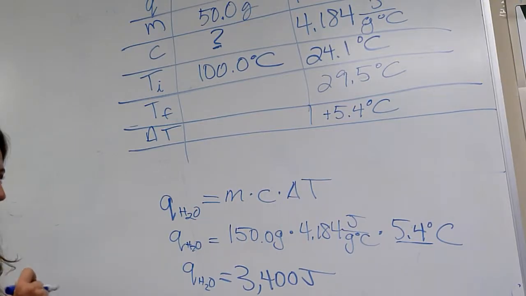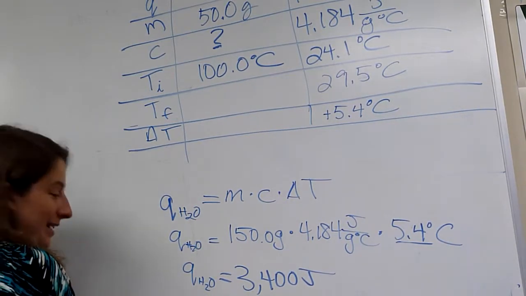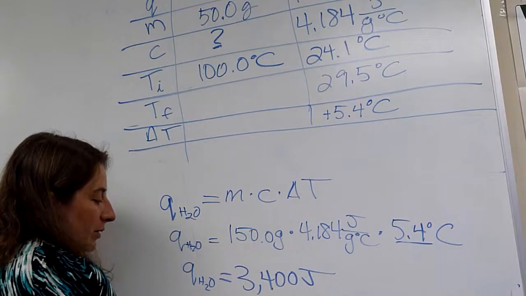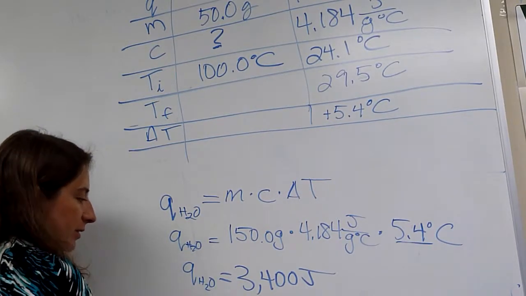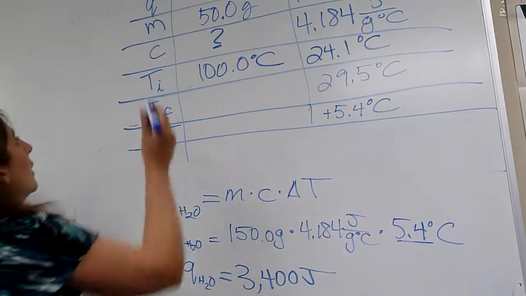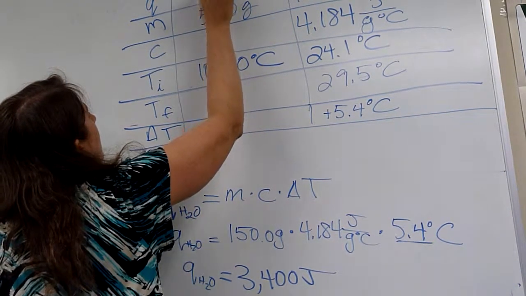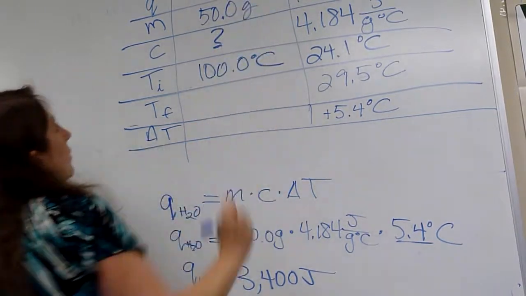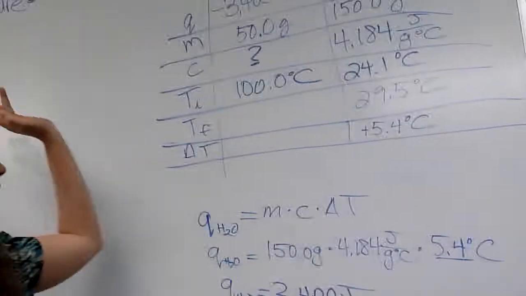Close. It would be the same thing, except it's negative. Because all the heat the metal loses, the water gains. So the negative just shows the metal losing heat, the positive shows the water gaining heat. So we can fill in negative 3,400 joules. Every bit of heat the metal lost, the water gained. I can't say that enough times.